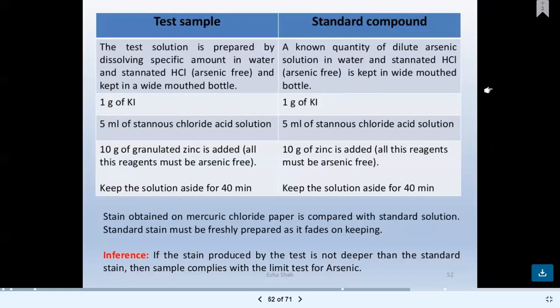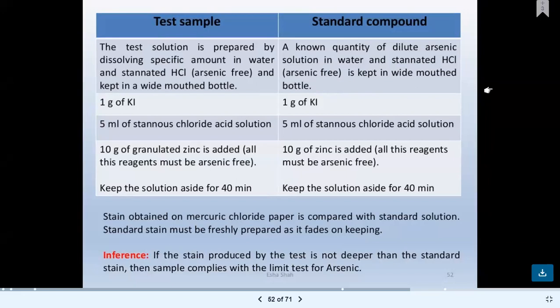So initially, the Gutzeit bottle contains the sample. For dissolving purposes, we are going to add water. For maintaining acidic conditions, we are going to add HCl. That HCl should be free from arsenic. Next to it, we are going to add a reducing agent, that is 1 gram of potassium iodide. What is the use of the reducing agent? It will convert arsenic acid into arsenious acid. So 1 gram of potassium iodide.